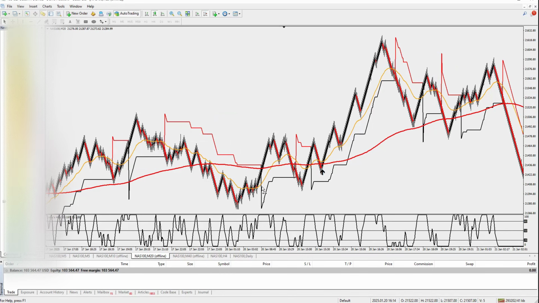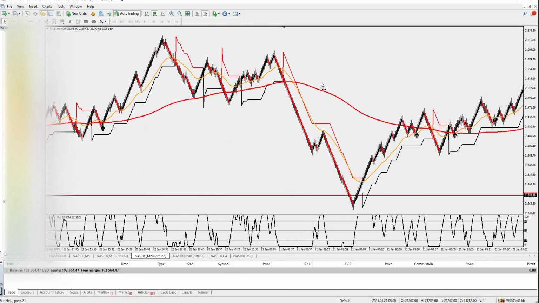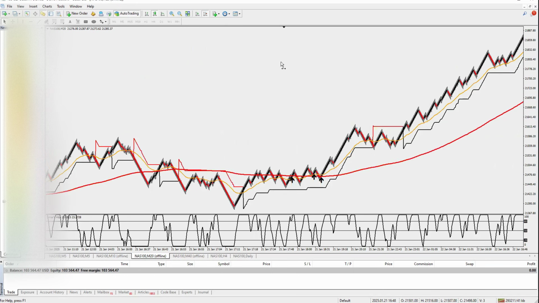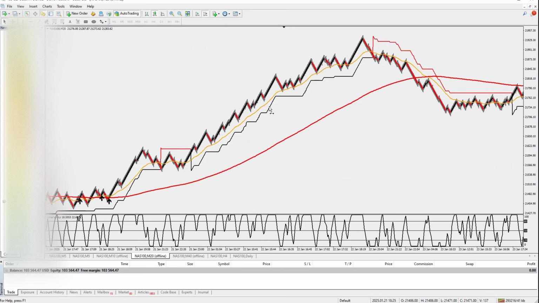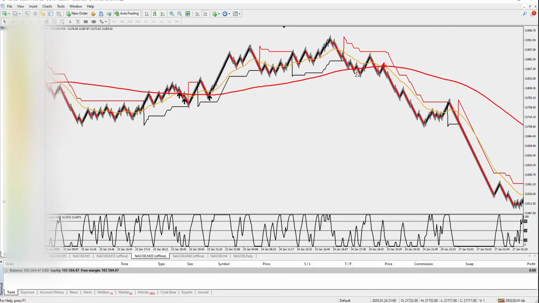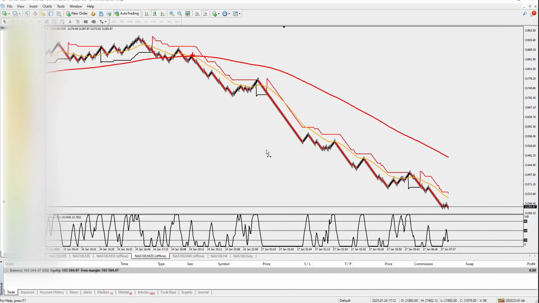You can see here, this would have been an entry. Perfect. Go here. This one would have failed. And then this one would have been an entry. Perfect. This one would have failed. This one would have failed. This one would have been perfect. Boom. Long trade. Fail, fail. Then this one would have gone up. And then obviously this short would have gone just like that.